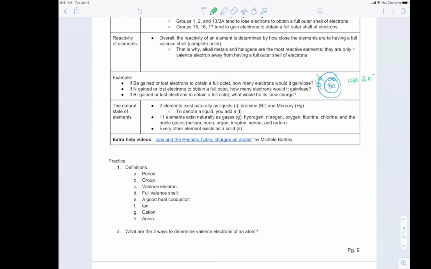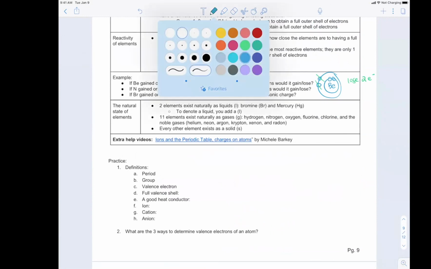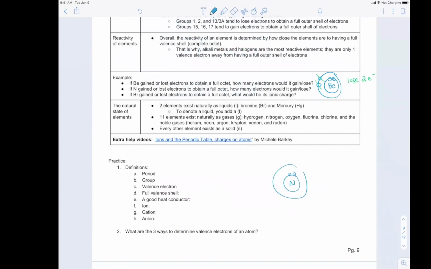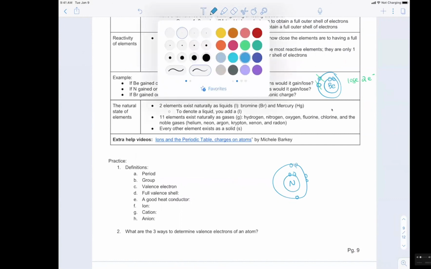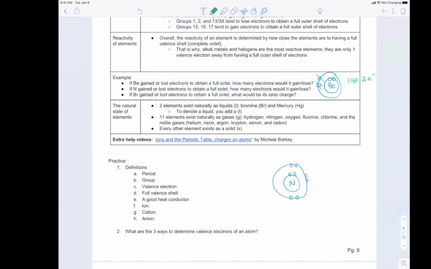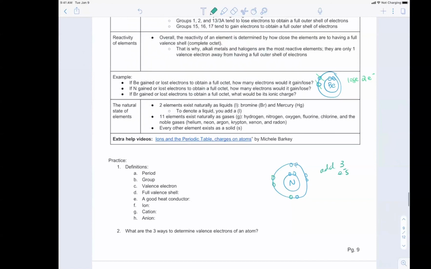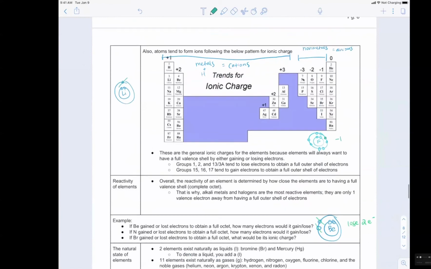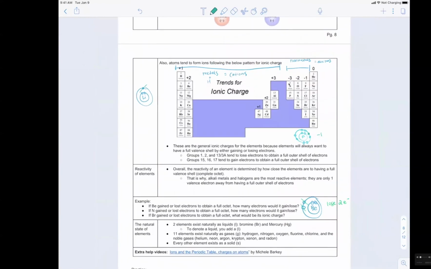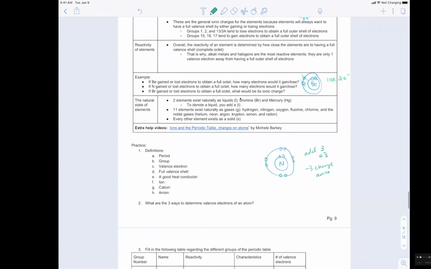Okay, so next example for nitrogen, I'm gonna do over here. So nitrogen, again, if I just draw out the Bohr model, it would have 5 valence electrons. So to gain a full octet, you would need to add 3 more electrons. Okay, and if you add 3 electrons, then that would make it a -3 charge, or an anion, right? And you can see that matches up with what it says right here. Nitrogen will want a -3 charge.